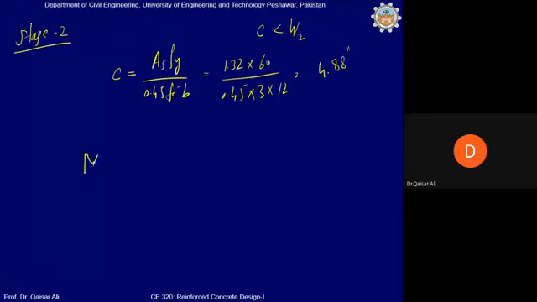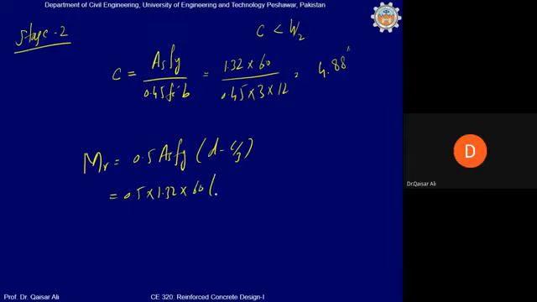Now the resisting moment capacity will be equal to 0.5 AsFy into d minus c by 3. So all these parameters are known to you. 0.5 multiplied by As is 1.32, multiplied by Fy is 60, d is basically 15.75 minus c by 3, so 4.88 divided by 3.